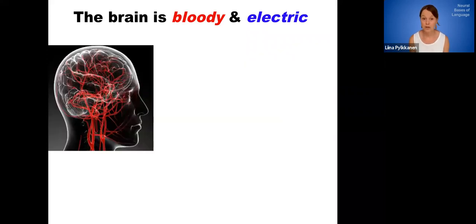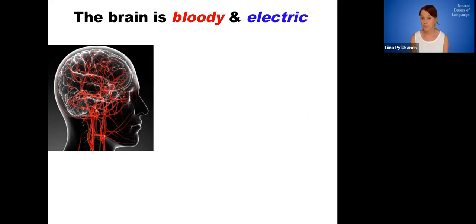So first of all, our brains, just like our other organs, are full of blood vessels. And so these blood vessels carry energy into the brain. And the more the brain is working, the bigger its metabolic demand. So the more blood flows into the brain, and the more blood flows into the area of the brain that is working. And so that's key to the blood-based methods for imaging brain function.